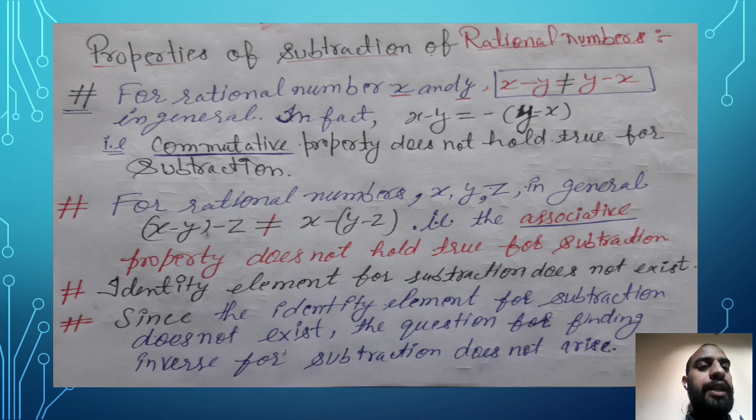So while we are subtracting two rational numbers or three rational numbers together, what are the properties that we are going to use? Let's see the first property. For rational numbers x and y, x minus y is not equal to y minus x. This is very important, my dear student. In case of addition, this is applicable. For example, 3 plus 2 is 5, and 2 plus 3 is also 5. But if you are subtracting 3 minus 2, your answer is 1. And 2 minus 3, your answer is minus 1.